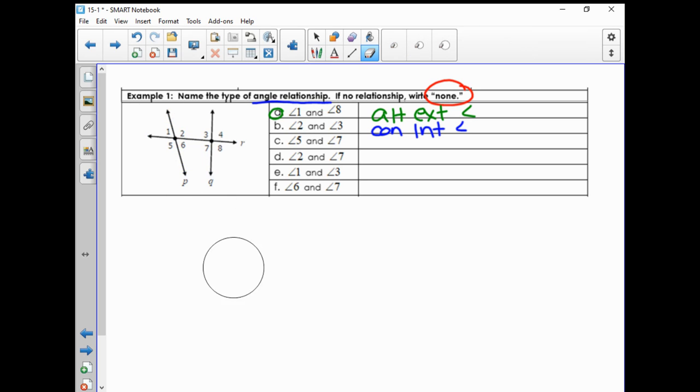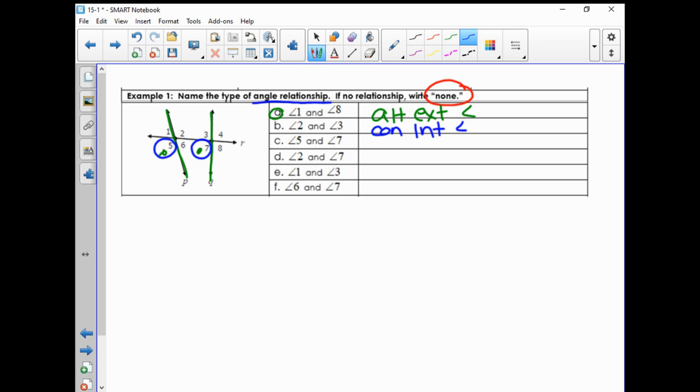All right, for letter C right here, they want us to tell them the relationship between angle 5 and angle 7. So notice right here, they're not interior, exterior. In fact, we've got one of both. 7 right here is inside of our lines, but 5 is exterior. So they can't be any of the interior or exterior angles, and that leaves us only with our corresponding angles. So these indeed are corresponding.